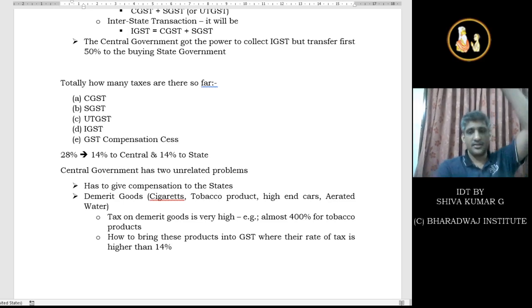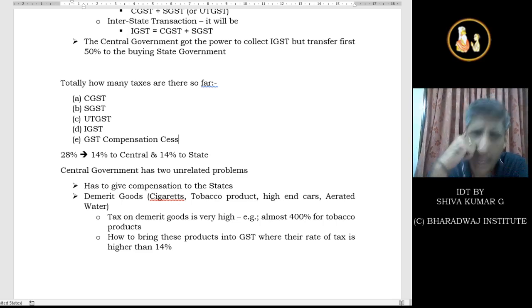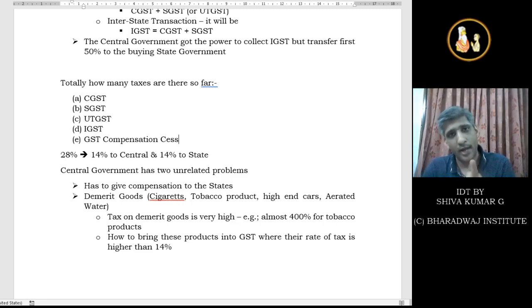Sir, how many taxes? Five taxes. Sir, you said one India, one nation, one tax. Correct. One India, one nation, five taxes. Pancha Pandavas. They may appear to be five people, but they are only one. They married only one girl. So they are Pancha Pandavas: CGST, SGST, UTGST, IGST, GST compensation cess. But together they are only one tax, called by five names.